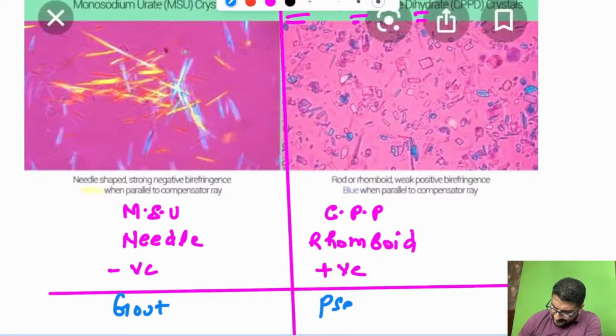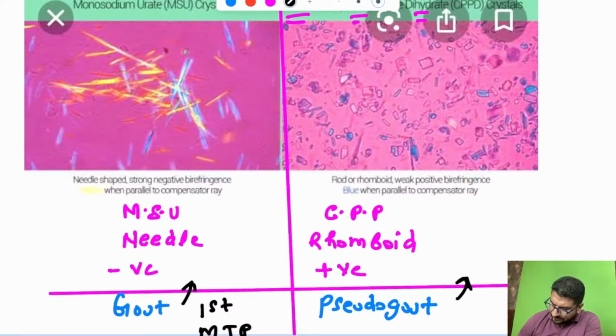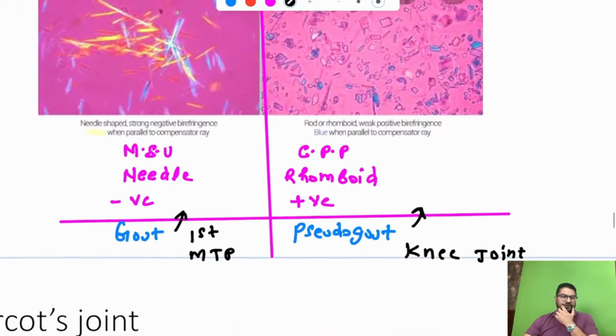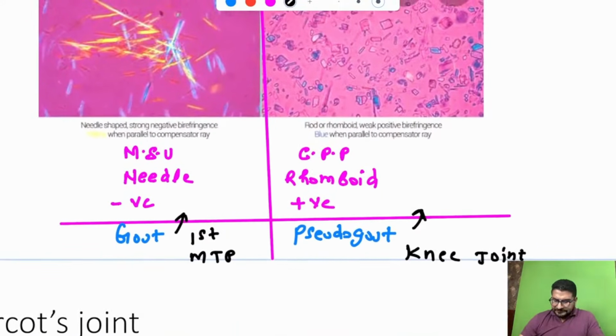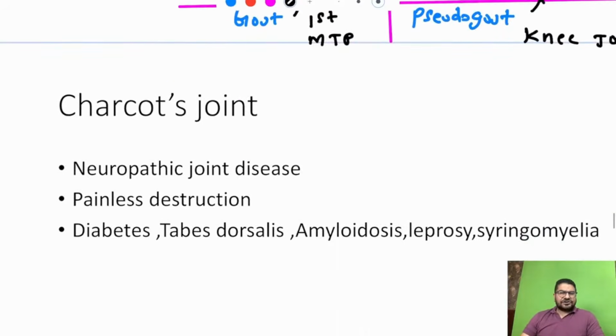एक और आपसे पूछते हैं, like in gout most common joint. So remember, these are all about gout, this is all about pseudogout. In gout the most common joint will be first MTP. In pseudogout the most common joint will be the knee joint. So this is something which you have to remember about gout and pseudogout. Done. Okay, now understand Charcot joint.